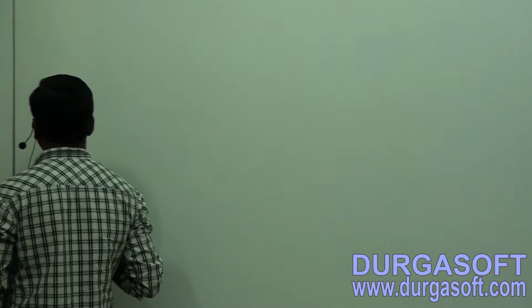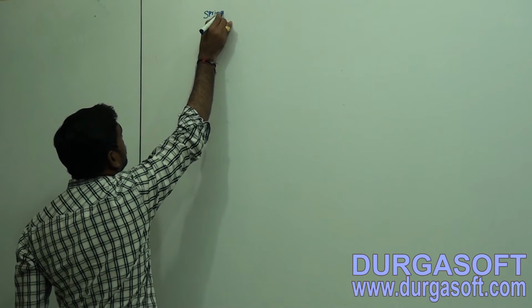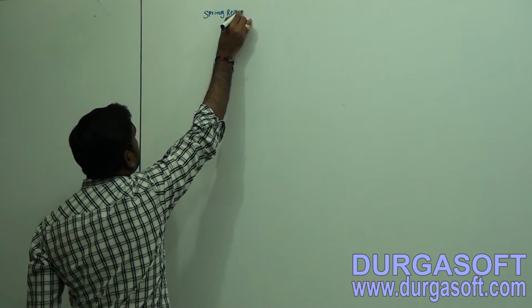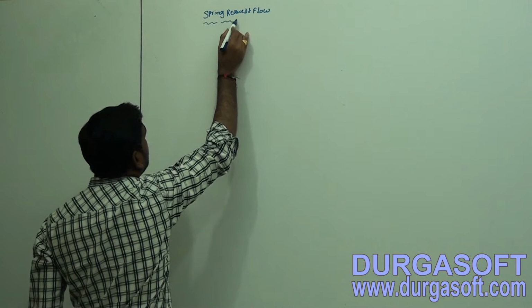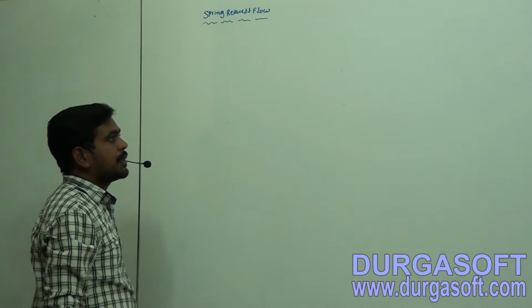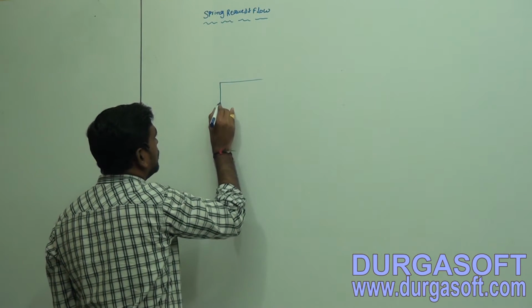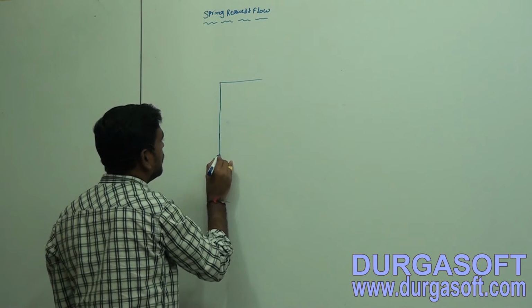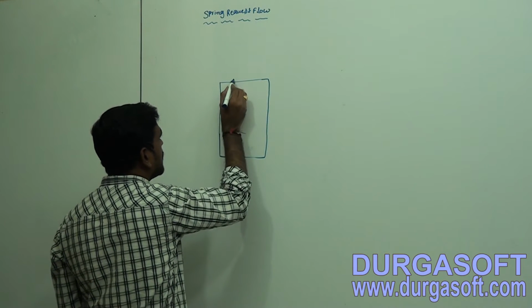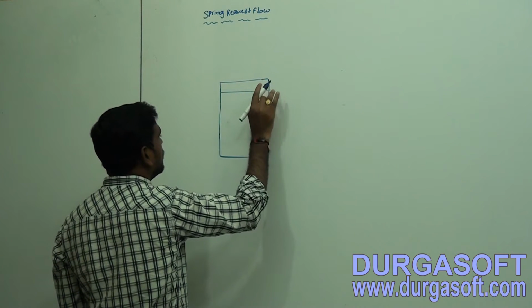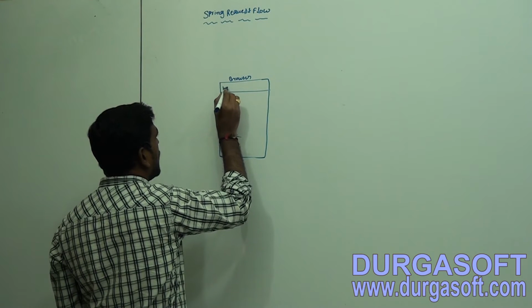Now we'll see the Spring request flow. See now here, this is my client. Now here I am going to make the request.